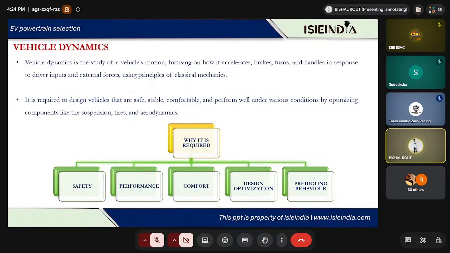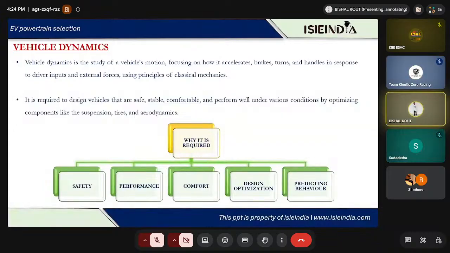So the manufacturer can now make an engineering decision based on the quantitative result. It is not that the 150 kilowatt motor is going to give me 0 to 100 kilometers per hour in 7.8 seconds, so I will select that. It depends upon multiple case studies basically, right?